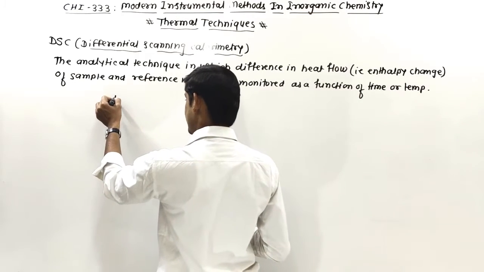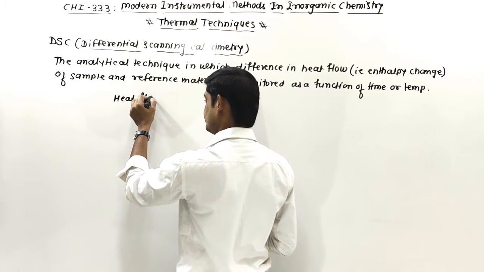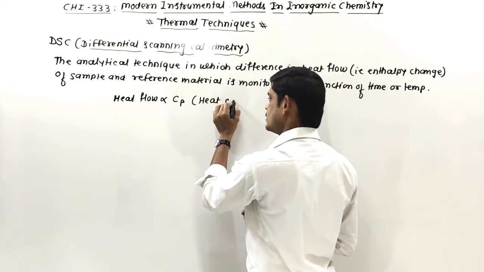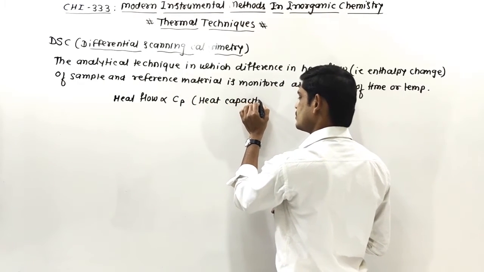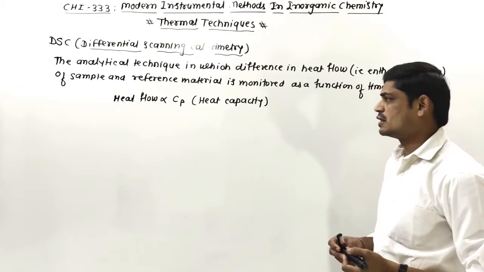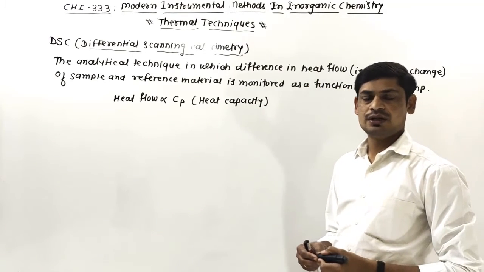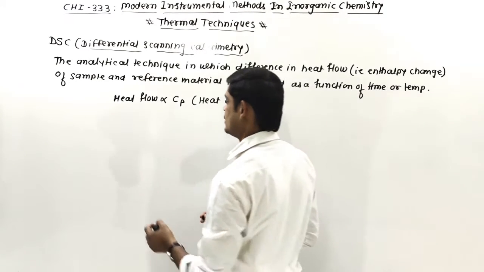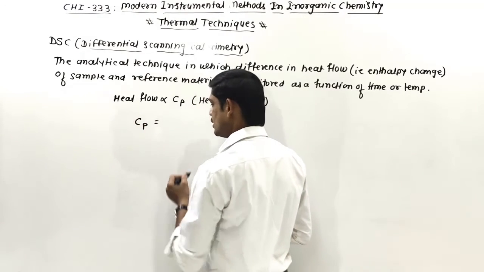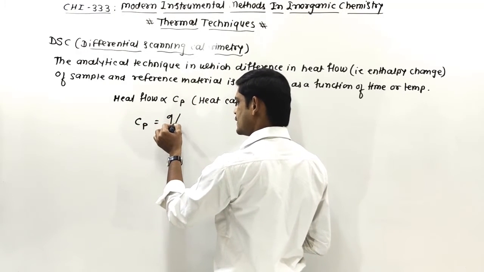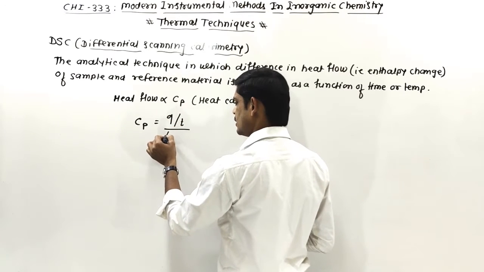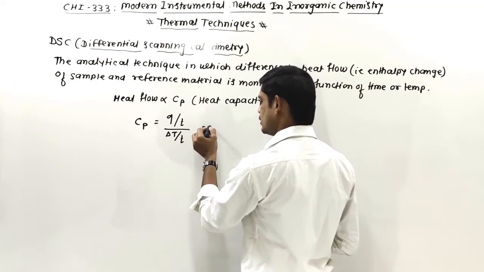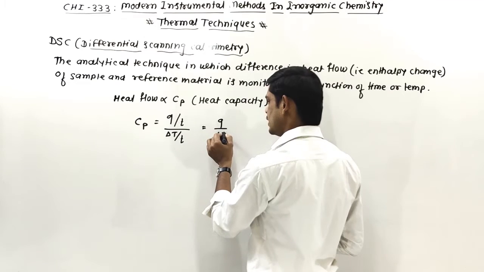Heat flow is directly proportional to Cp. Cp is nothing but the heat capacity. So students, heat capacity is also one of the physical properties which is a characteristic property of every material. The heat capacity is given by the ratio of the amount of heat supplied per unit time and the change in temperature with respect to time.